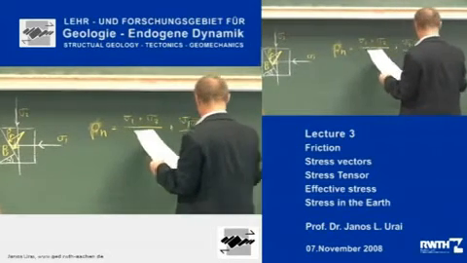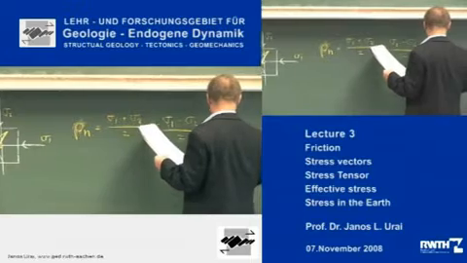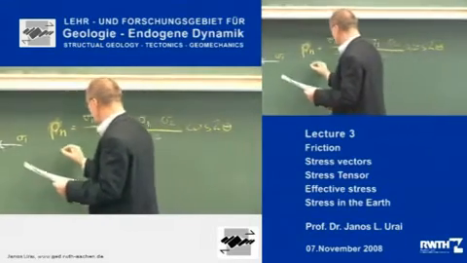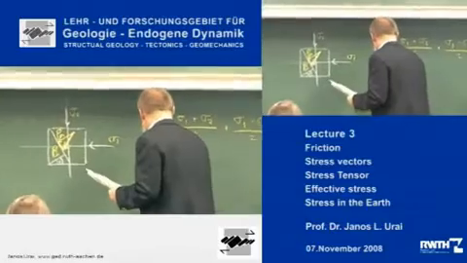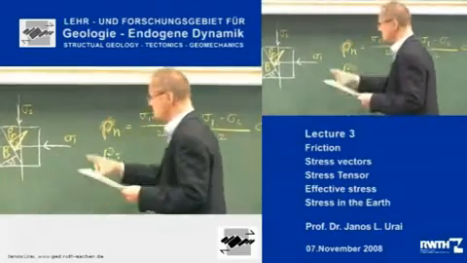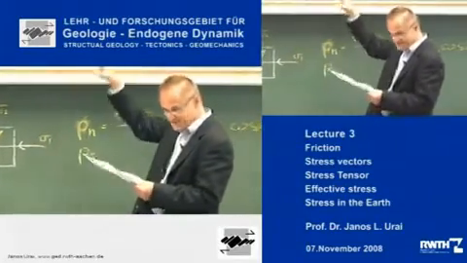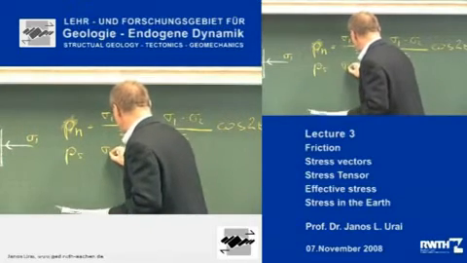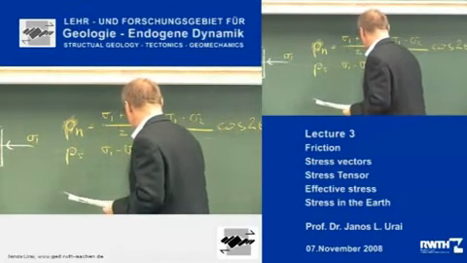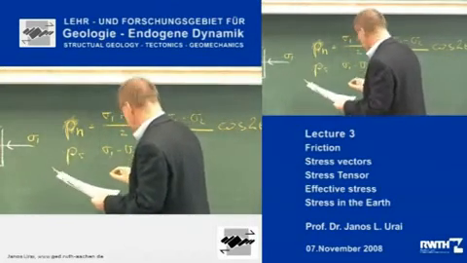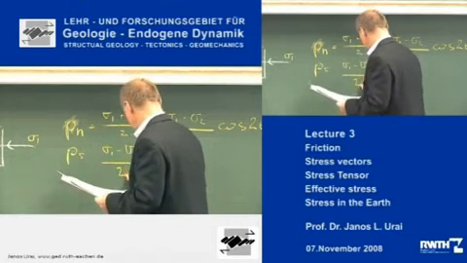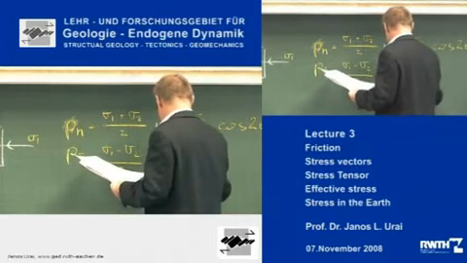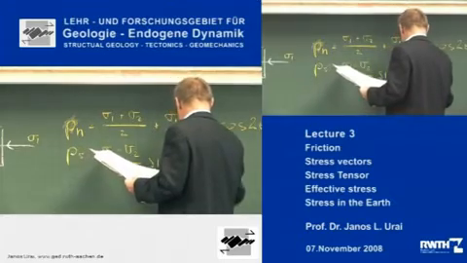divided by 2 times the cosine of 2 theta, and the Ps, which is now the shear component of the vector on that plane, is sigma 1 minus sigma 2 divided by 2 times sine of 2 theta.